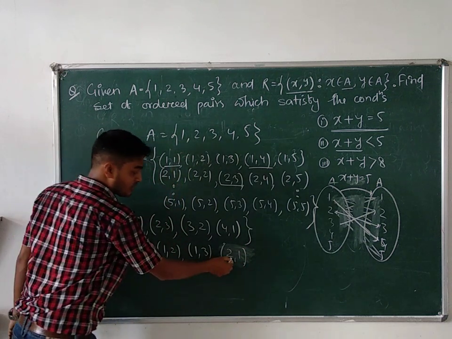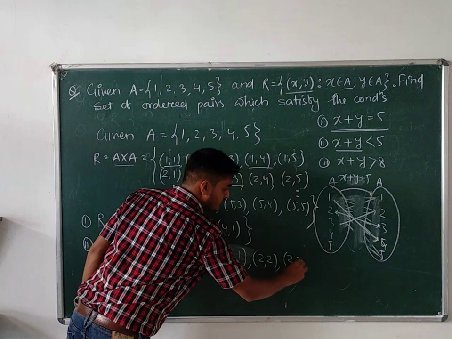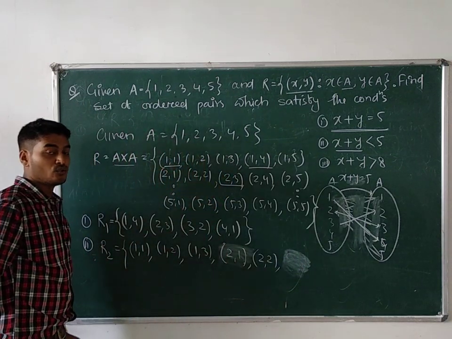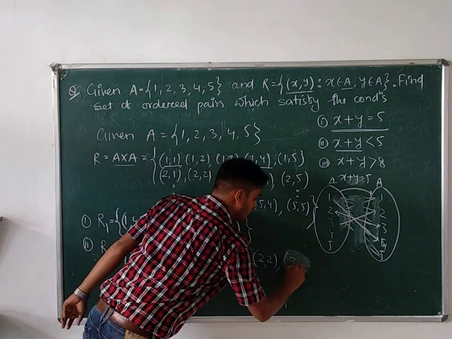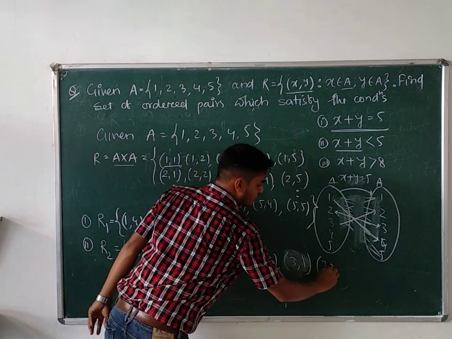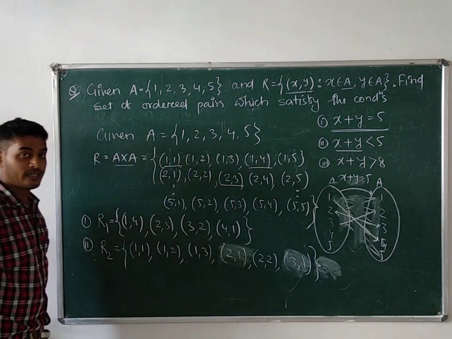That means if I want to start with 2, then (2, 1) and (2, 2). Then can we consider (2, 3)? No, it is exactly equal to 5. That's why you are not supposed to consider (2, 3). (2, 4), (2, 5), it is not required. Then if I want to start with 3, (3, 1). Can we consider (3, 2)? No, you are not supposed to consider it because it is exactly equal to 5. Other than this one, you will not get.